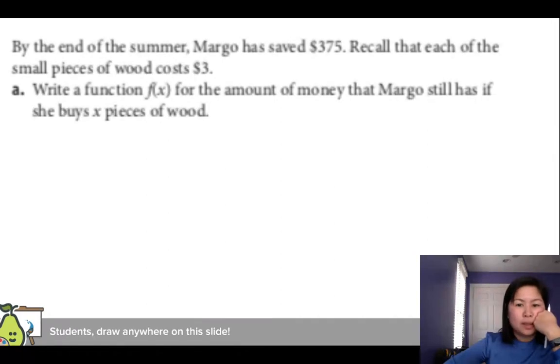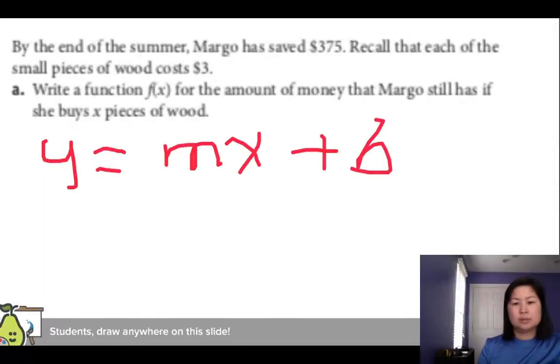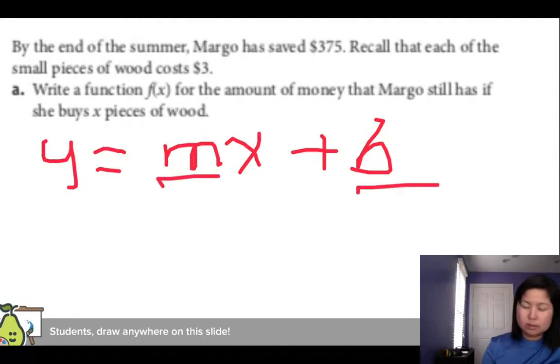This one is by the end of summer. So this problem is still finding the slope and the y-intercept. We still use this y equals mx plus b. However, we're gonna have something a little bit different for this question. By the end of the summer, Margot has saved $375. Recall that each of the small pieces of wood cost $3. Write the function for the amount of money that Margot still had if she's gonna buy x pieces of wood.